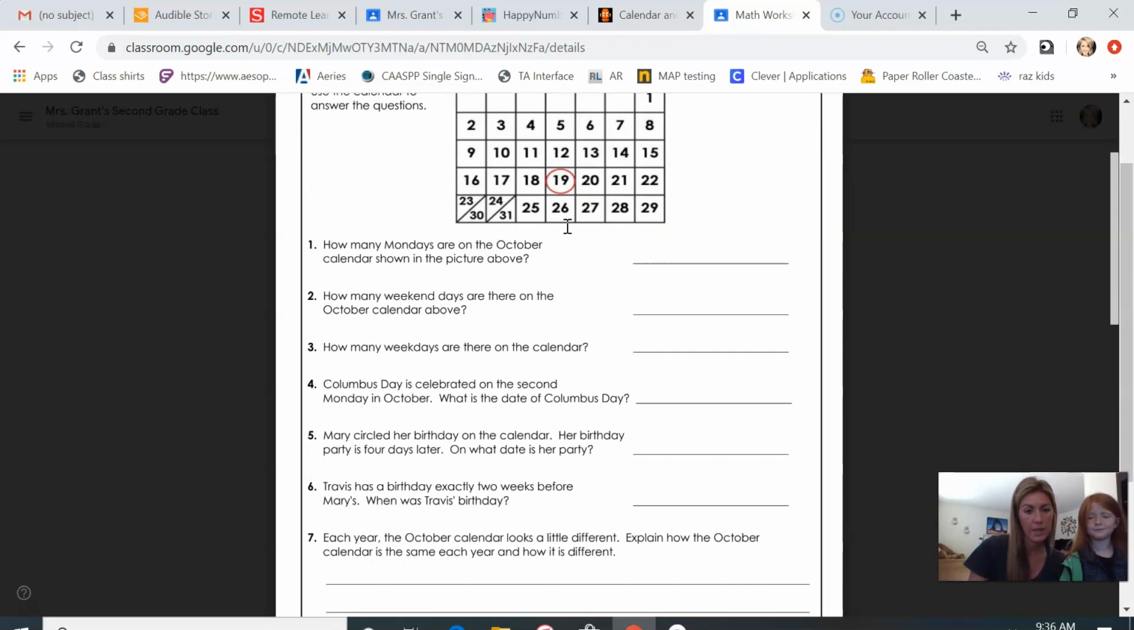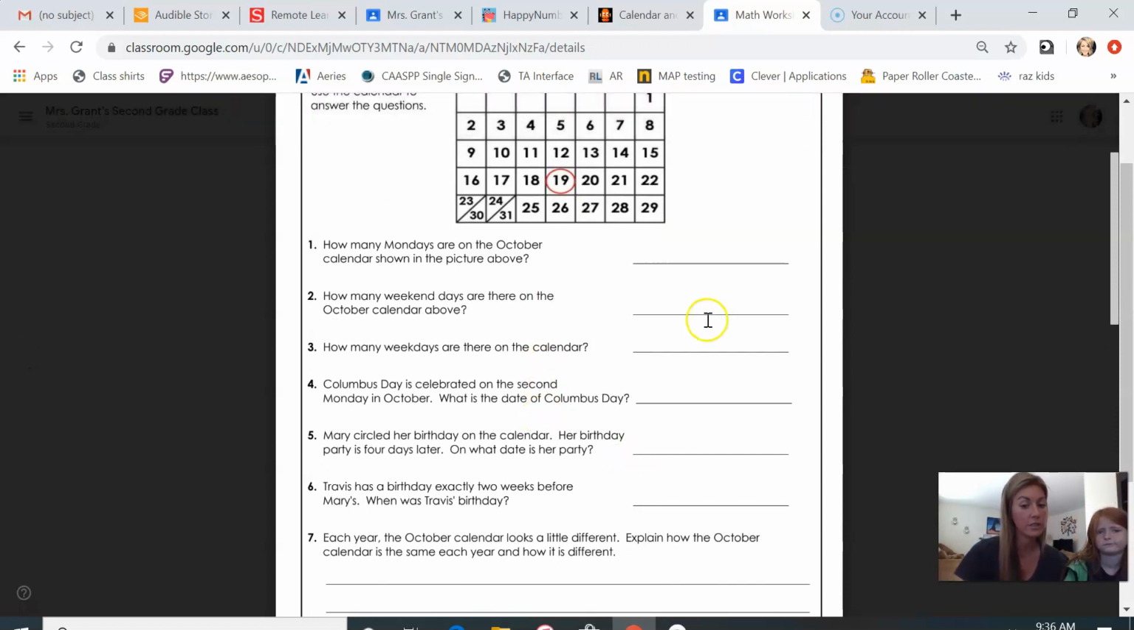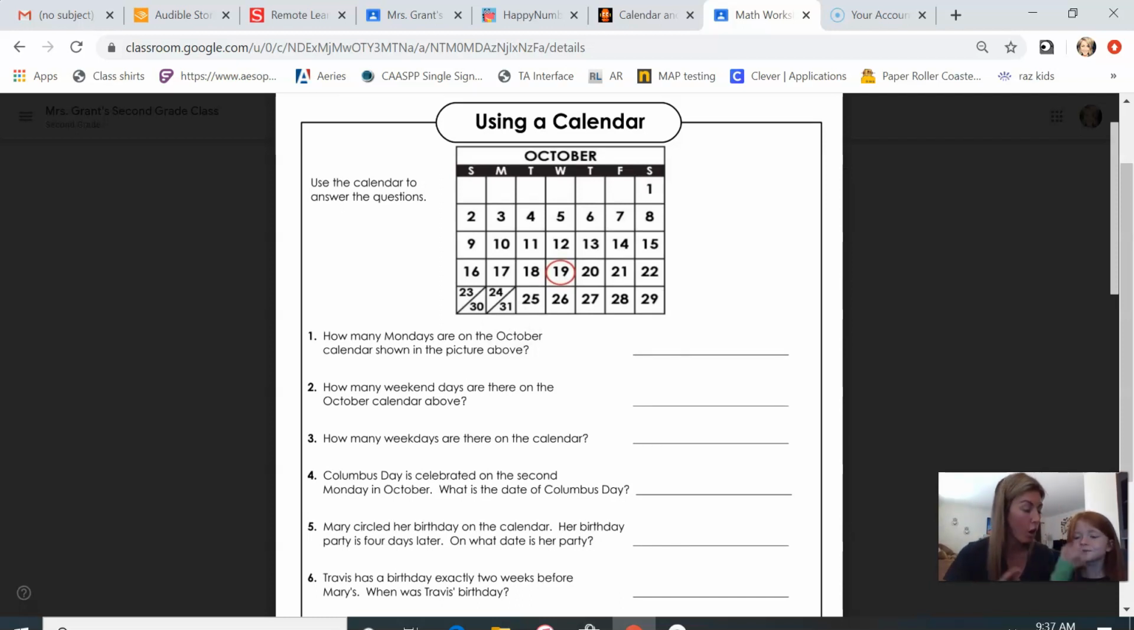Good job. And our last question says, each year the October calendar looks a little different. Explain how the October calendar is the same each year and how it's different. So one way it's the same is the amount of days that are in October. How many days are in October? What's the highest date we see? 31. So there's always going to be 31 days in October, every year, no matter what. So that's always going to be the same.